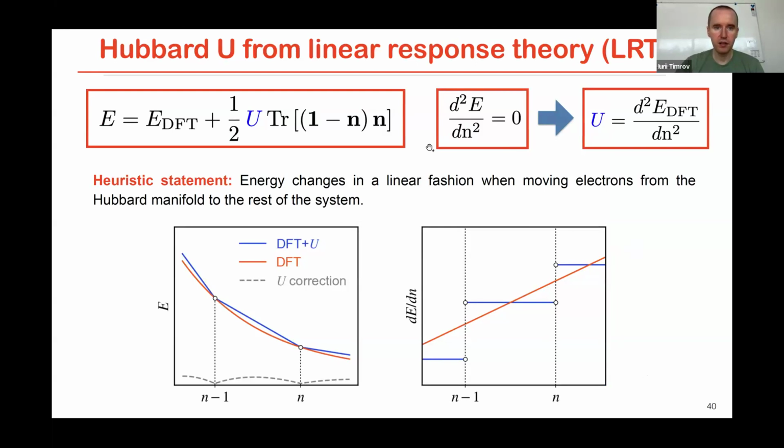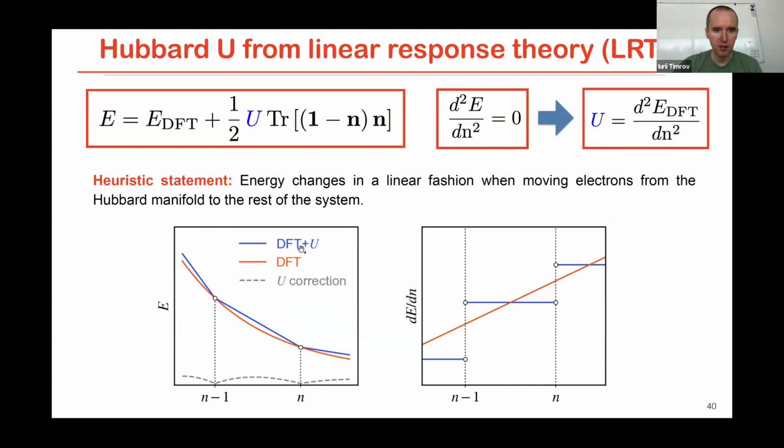So how does it work? It's very simple, elegant, and that's why it's so popular. On the top left, I show you the energy expression in DFT+U. I dropped the summation over atoms; there is, let's say, only 1 atom for simplicity. And I already said that there is a heuristic statement that energy changes in a linear fashion when we move an electron from the Hubbard manifold to the rest of the system. And on the left picture at the bottom, I'm showing you what we have already seen before.